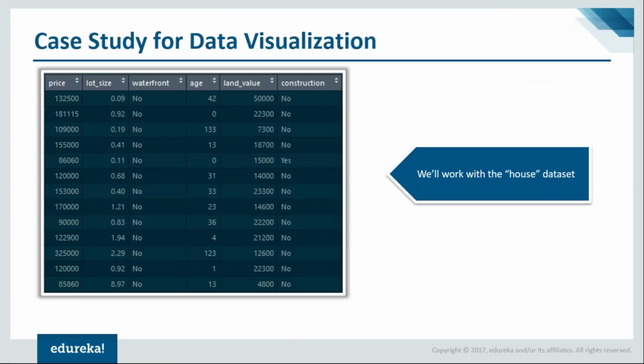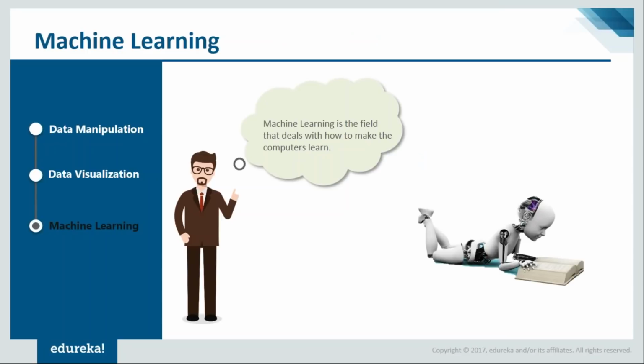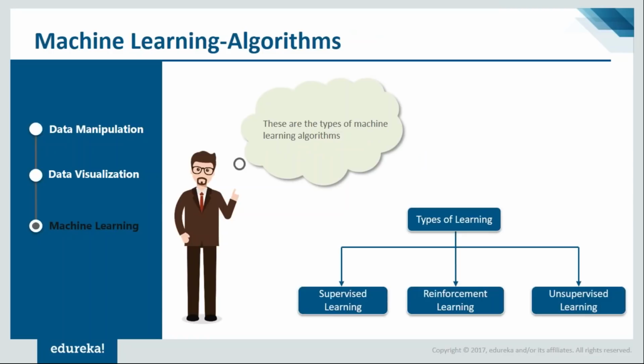We're done with data manipulation, we're done with data visualization. Now it's time for machine learning. Uncle George is back again. Now Uncle George tells us that machine learning is the field that deals with how to make the computers learn. These are the different types of machine learning algorithms which are generally present. So broadly speaking, we have supervised learning, reinforcement learning, and unsupervised learning.